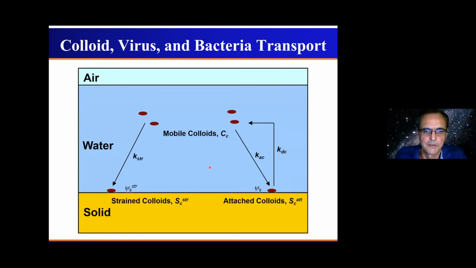So in the soil, we have three phases, right? We have water, air, and solid phase. Then we have some mobile colloids, let's say clay particles, and then they can be attached to the solid phase or they can get strained in the smaller pores. They can also attach to the air-water interface, which I don't show in this slide. And then mobile colloids usually move quite fast, right? So they have retardation at one, sometimes even lower than one. So they move faster than average pore water velocity.